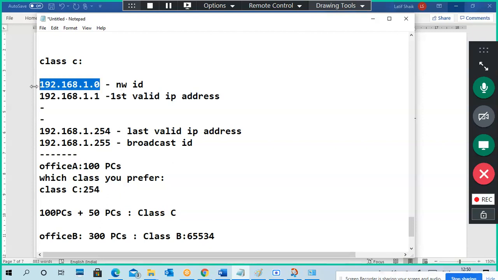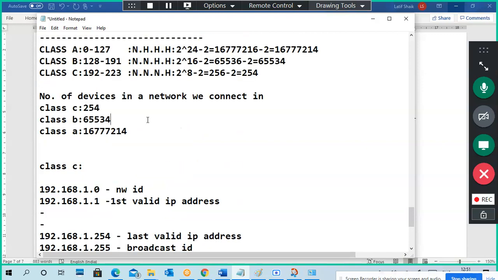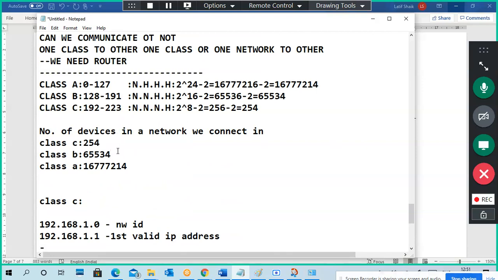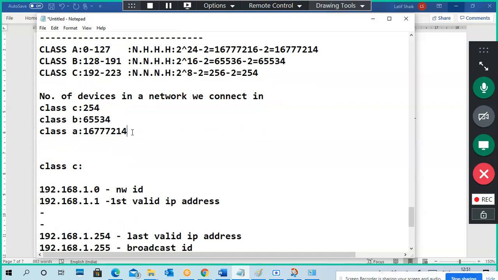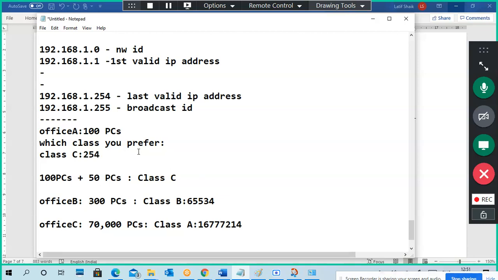It represents which network you belong to. When you are communicating between two devices, you have to tell what your network is, so based on your network, both will communicate with each other. Similarly, for class B, we get 65,534 IP addresses. Class A, we get about 16 million IP addresses, 16,777,214 devices we can connect in a single network.